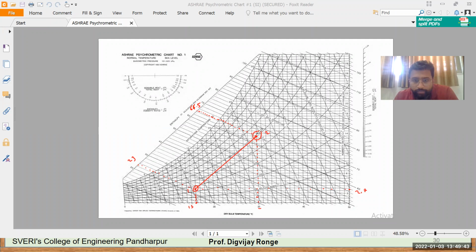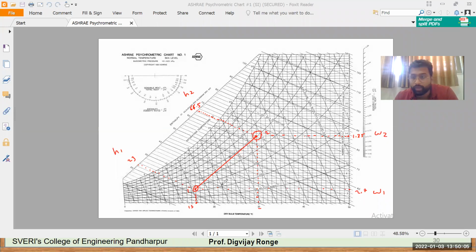Now final specific humidity I have to draw in horizontal direction. So here it comes out to be between before 1.4. This will be 1.35. Okay, so this is my W1, this is W2. Again, this is my H1, this is my H2.